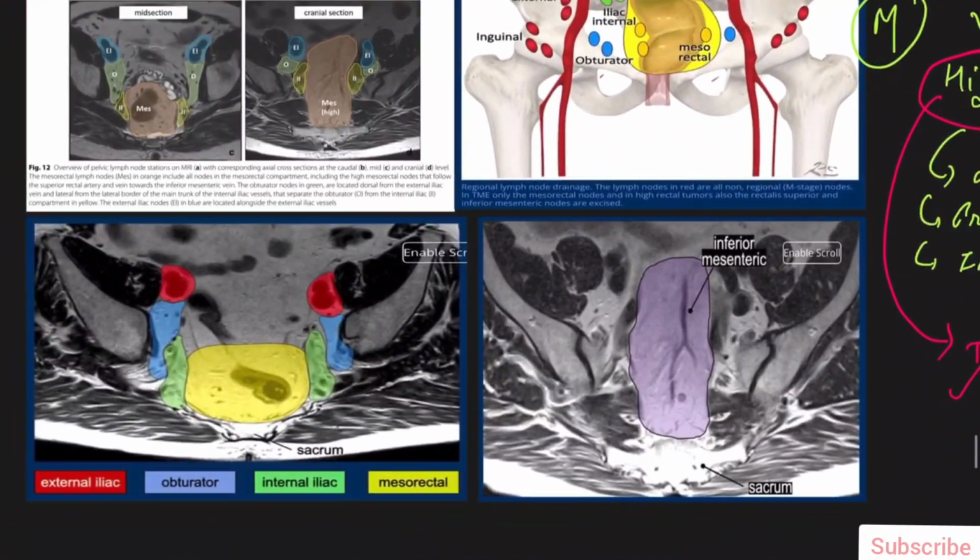We can see here the external iliac, the red one. This blue one is the obturator group of lymph nodes. This is the internal iliac, the green one, and this is the mesorectal.